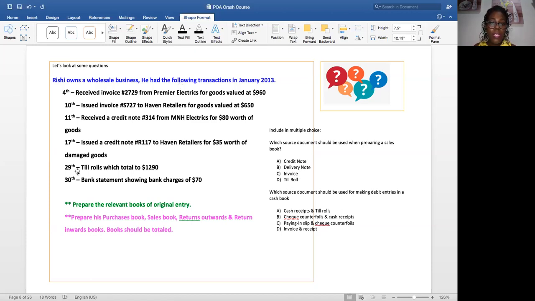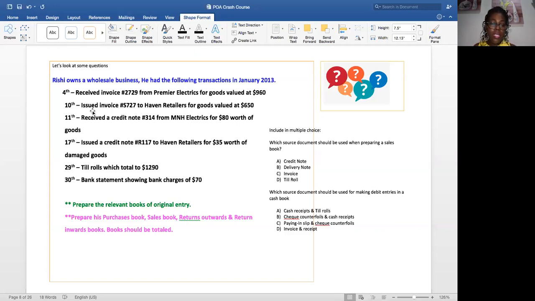They give you some dates and then some information for each day. So on the 4th, he received an invoice from Premier Electrics for goods valued at $960. Stop and let's process what that means. If he received an invoice, that means he would have purchased goods. Okay, so the invoice, there's the source document. They give us an invoice number. That's going to be important, right?